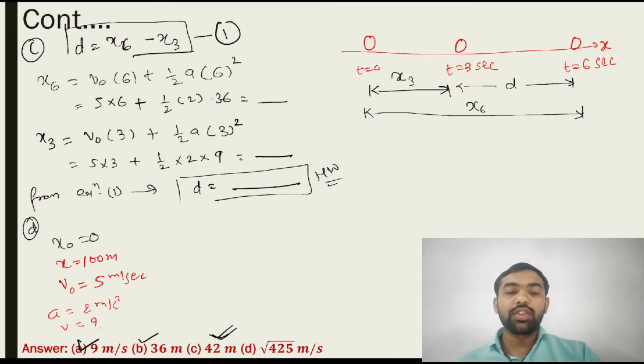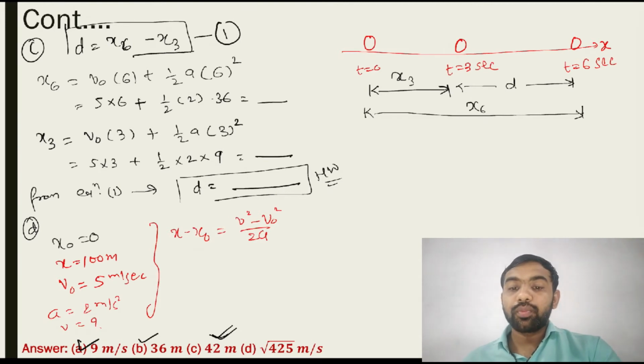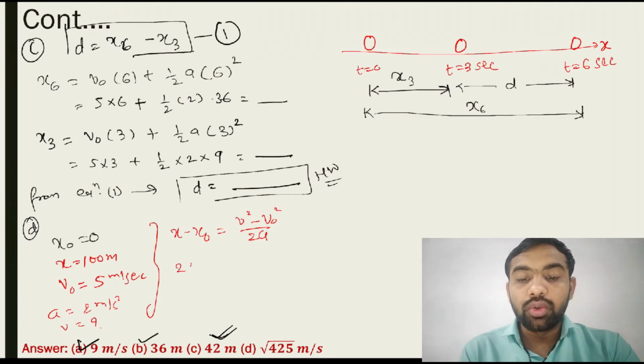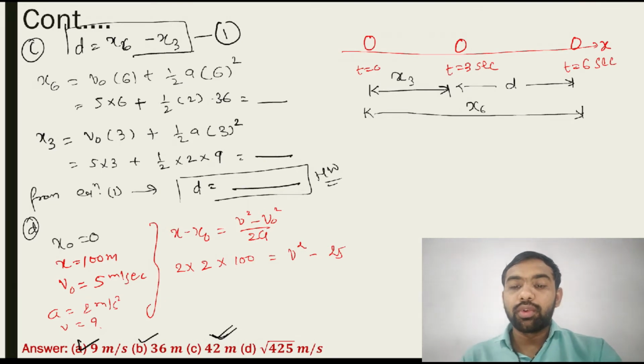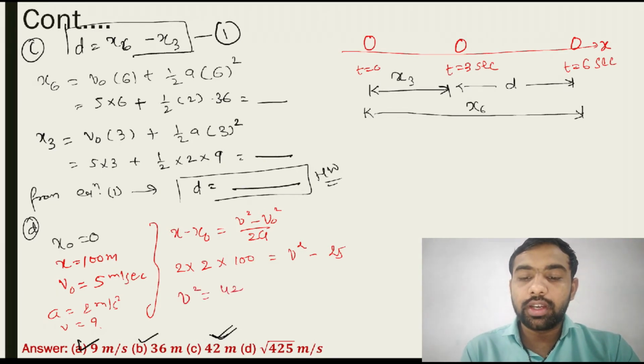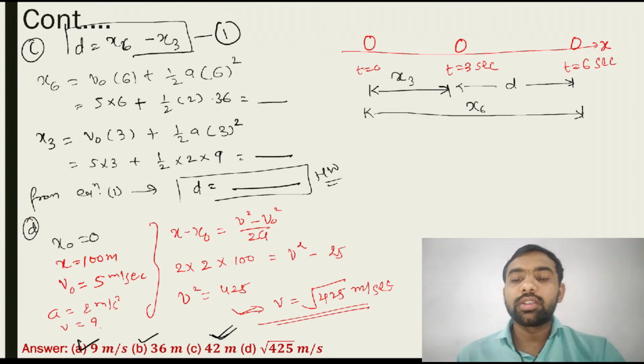You remember one equation in which all this data is present. So simple, we have to use this relation: x minus x0 is equal to v square minus v0 square upon 2a. So put in all the values. 2a into x is equal to 2 into 2 into 100 is equal to v square minus v0 square. v0 square means 5 square, 25. So 100 into 4, 400, plus 25 is 425. So v square is equal to 425. So v is equal to under root 425 meter per second. So this is our final answer.